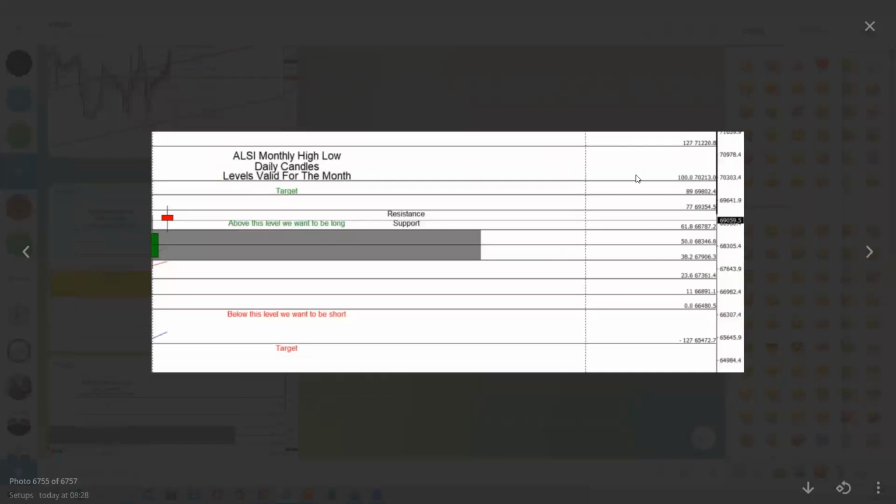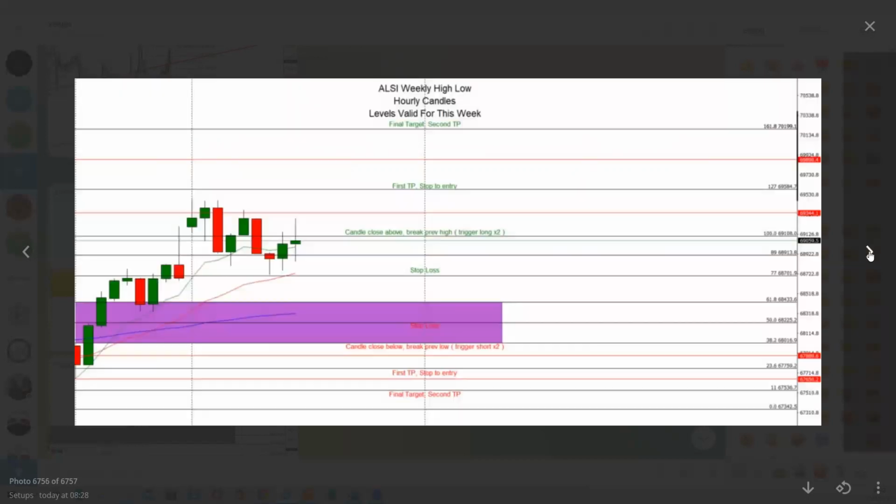On the Aussie monthly high-low, currently between levels of 61.8 and 77. If you look at moving averages, 8 is above 21, above 50, or green is above red. That's indicating trend is up. So with that, we're still aiming for that 89 target level.